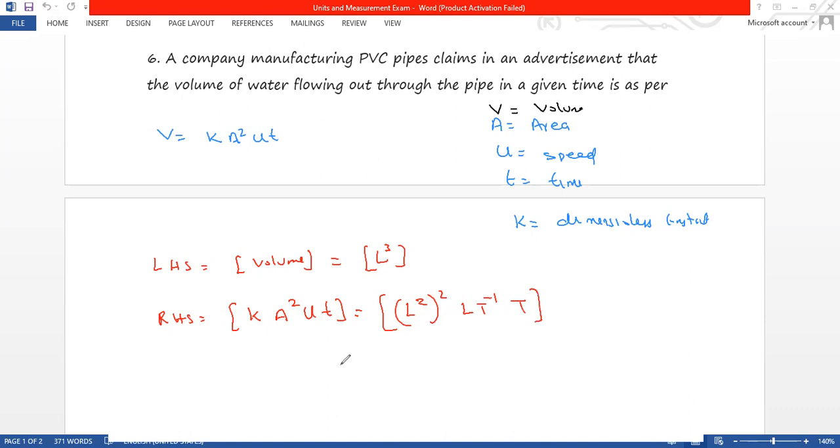Okay. So which is equal to L raised to 4 into L into T raised to minus 1 and T raised to 1 become 0. Clear, right? T raised to 0. So it is equal to L raised to 5. So the left side dimension shows L cube, the right side dimension shows L raised to 5. Both are different, right? The claim is not correct. That means the claim is not correct.